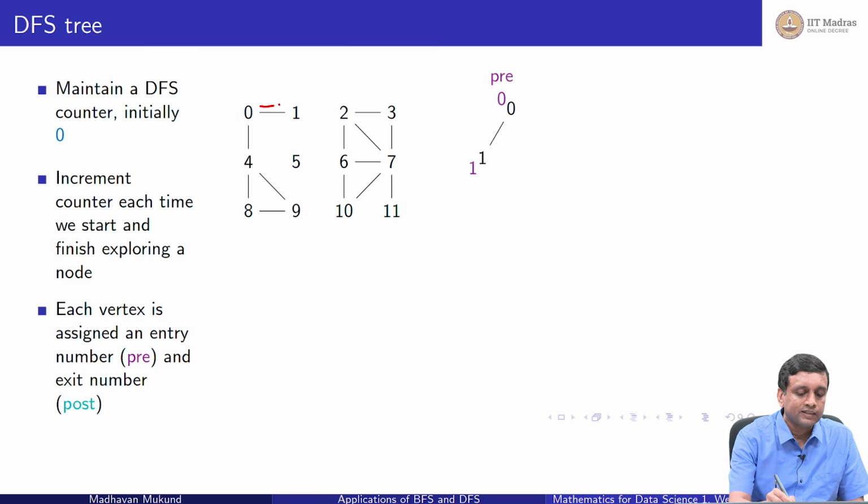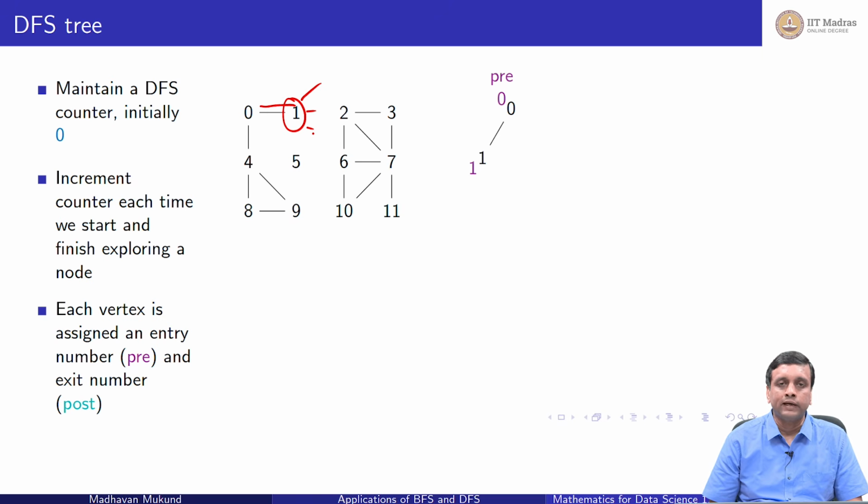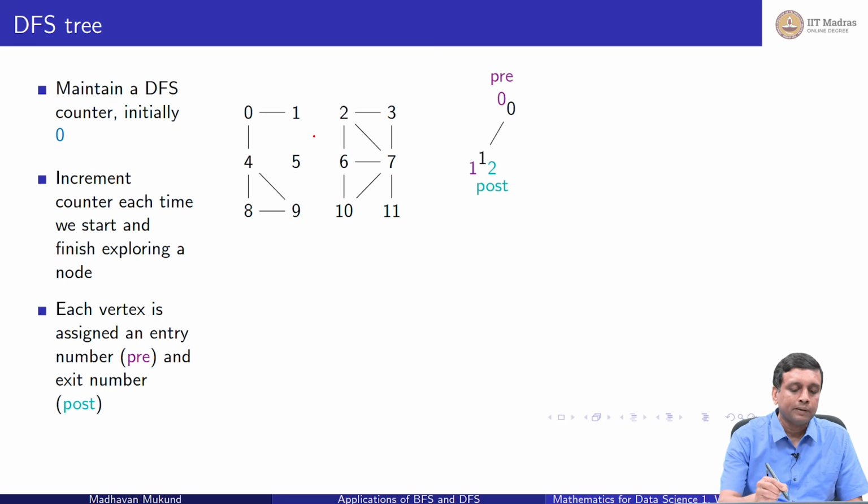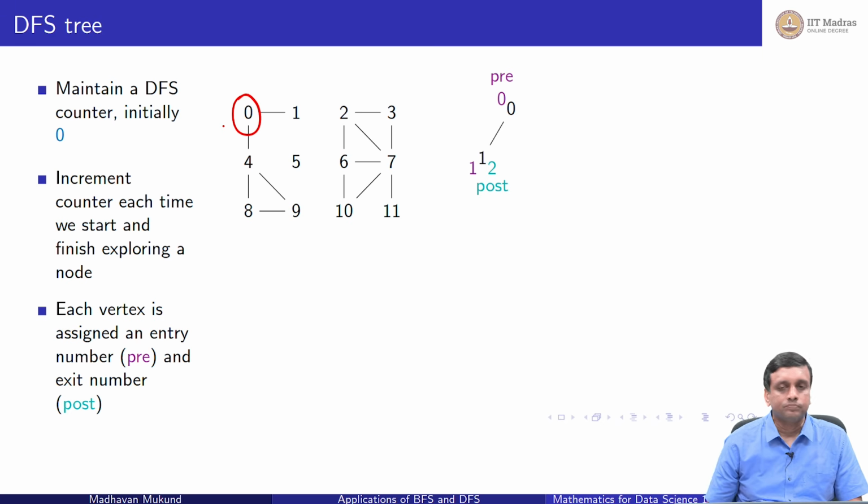Now when we come to vertex 1, we have no further vertices from 1 which are unexplored. The only neighbor of 1 which I can go to is 0, but 0 has already been visited. So now I am going to leave 1. But before I leave 1, I will increment the counter. So I will leave 1, I will assign it a post number of 2, right? And now in my stack, I am coming back to 0. So I am back at 0.